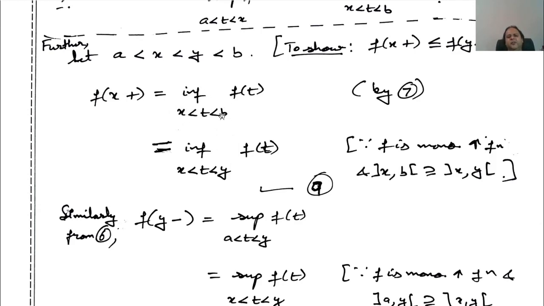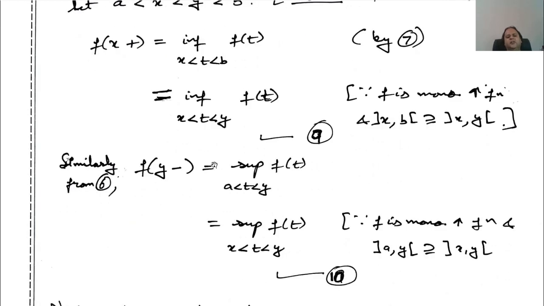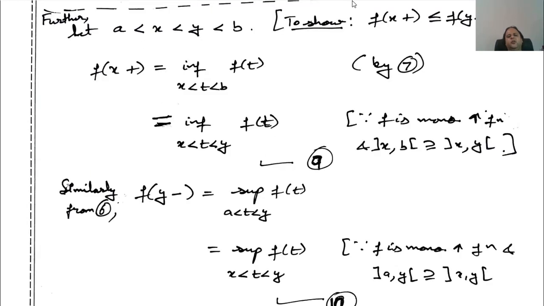So even if I change the sub interval, so instead of going up to b, if I go only up to y, it is not going to change, because x to y is a sub interval of x to b, and the infimum is being attained at x only. So this is not going to affect if I shrink the interval from x to b to x to y. That's how the infimum is going to remain the same. That's just a simple trick.